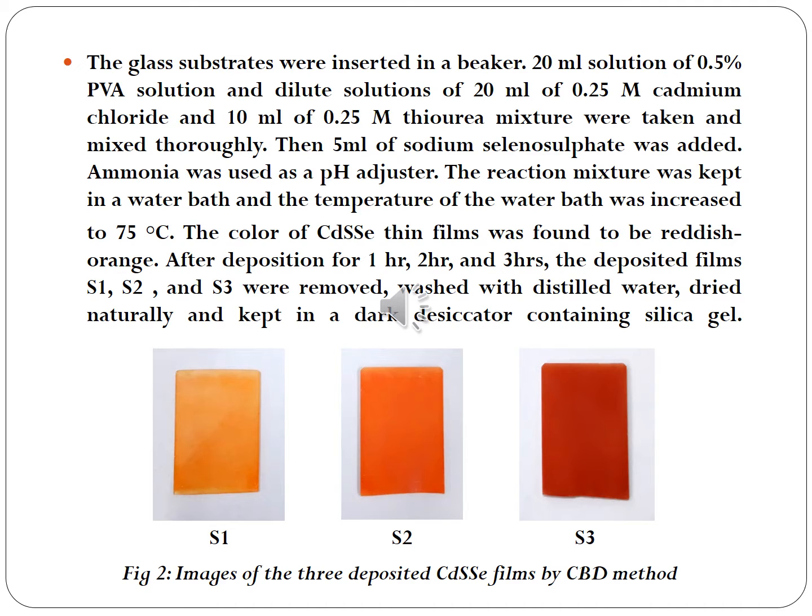After deposition for 1 hour, 2 hours and 3 hours, the deposited films accordingly coded as S1, S2 and S3 were removed, washed with distilled water and dried naturally and kept in a dark desiccator containing silica gel. Here in this figure we can see the images of the 3 deposited CdSSe films by chemical bath deposition method.